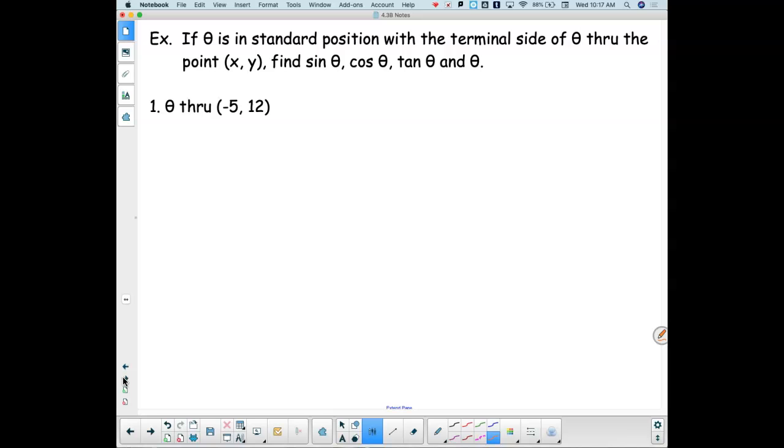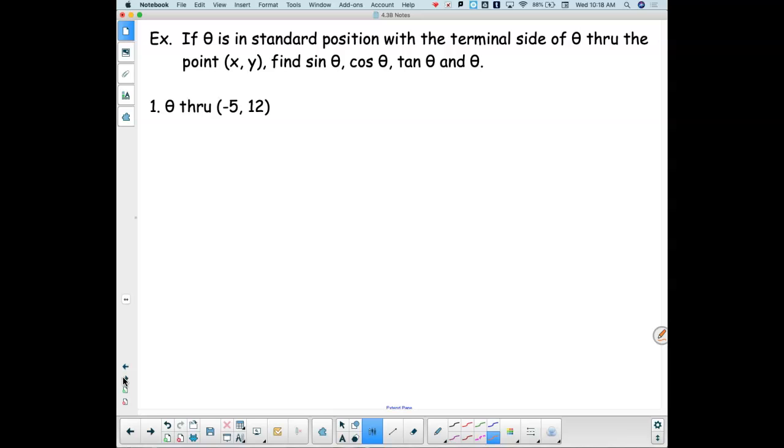So, if theta is in standard position, what does standard position from yesterday mean? There's 2 conditions for being in standard position. Nope. Vertex is at the origin is one condition. So my vertex is at the origin. And my initial side is along the positive x-axis. So that's my 2 conditions for it being in standard position. Okay? With a terminal side of theta through that particular point. And then I want to find the sine, the cosine, and the tangent of theta.